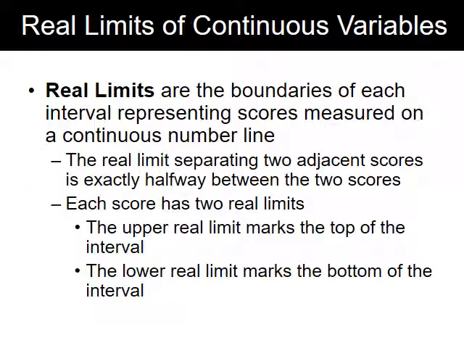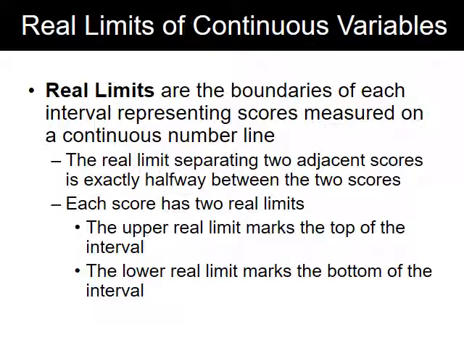So for continuous variables, we have to think about the real limits of a given score, right, measured on a continuous number line. And the real limits separate adjacent scores by demarking a point halfway between the two scores. And I'll show you a figure in just a second that'll clear this up a little bit. So any given score is going to have two real limits. The upper real limit is going to mark the top of the interval, which is going to be the point between that score and the score just above. And then the lower real limit is going to mark the bottom of the interval, and that's going to be the point halfway between the score below and the score in question.